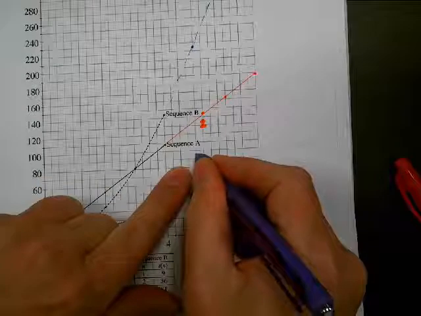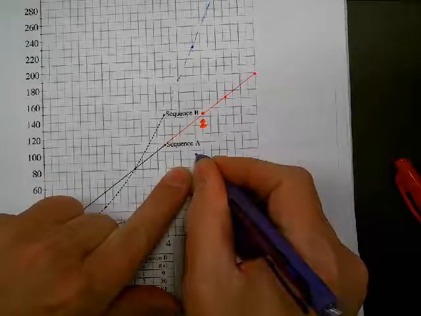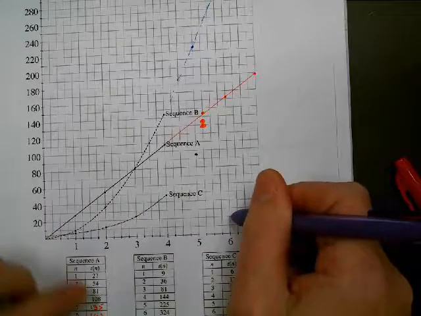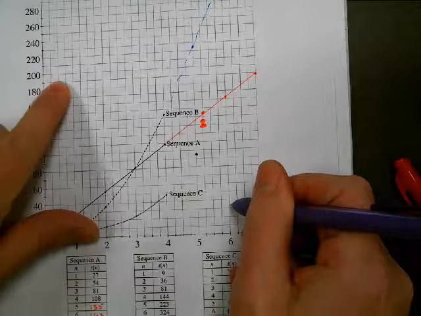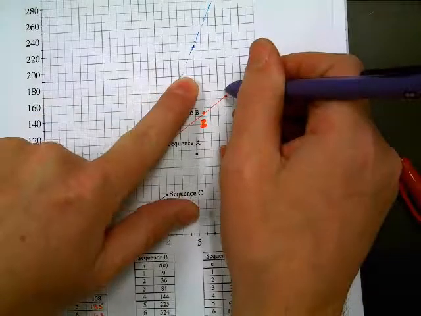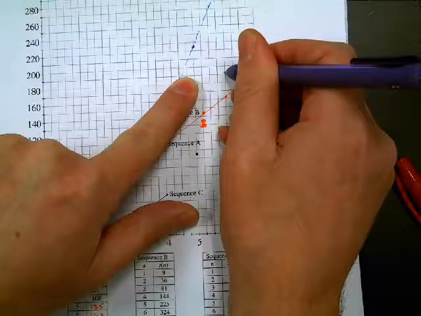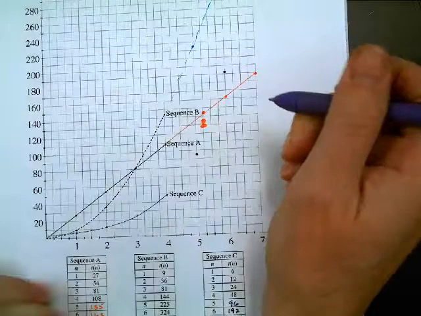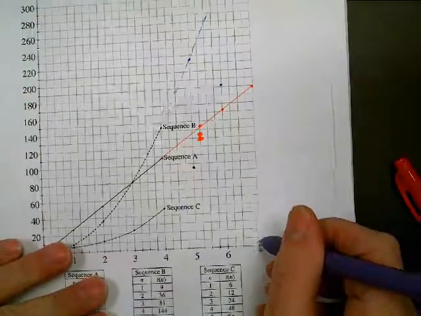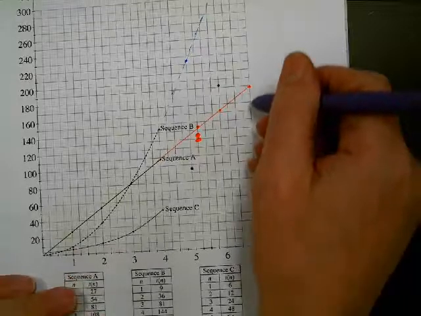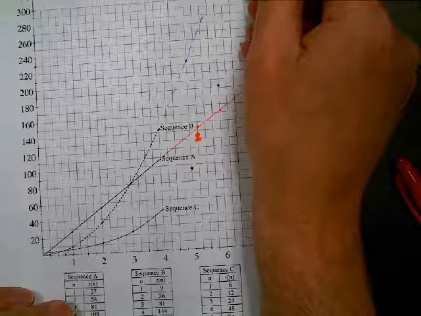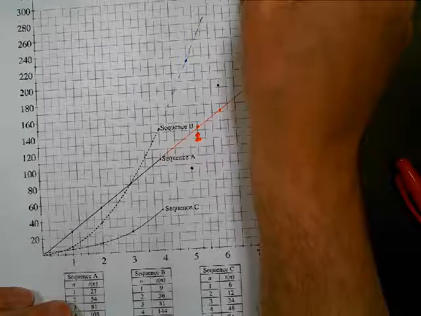Okay, the next one would be at 6, 192. So 192, here's 190. 6 and 192 would be about right there. And then 7 and 384. Wow. 7 and 384. That's really high. That's really far off my graph. So look at what's happening for this one.